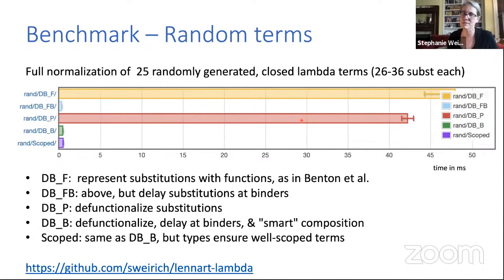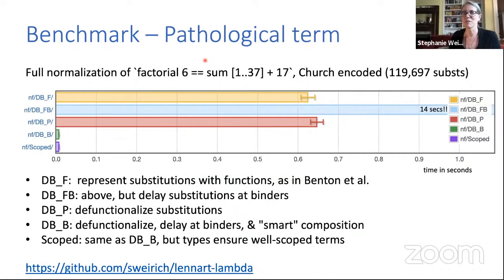The first benchmark is just a very small microbenchmark. I'm not great at benchmarking. For the first one, I just generated 25 different random lambda terms, did a full normalization, and did some substitution as I normalized those lambda terms. The second one, I wanted to do something a little bit more pathological. I took this benchmark that Lennart Augustsson had done a long time ago, where he created this gigantic lambda term that calculates whether the factorial of 6 is equal to this expression.